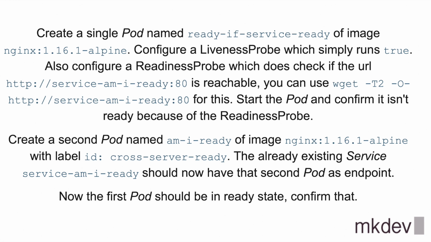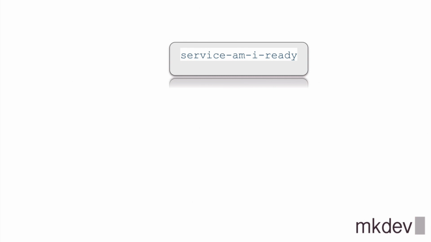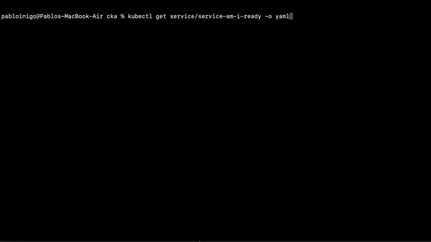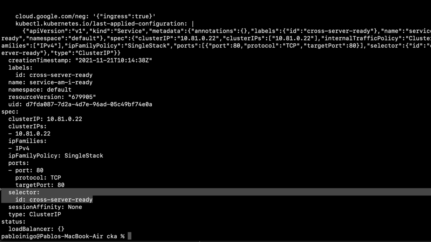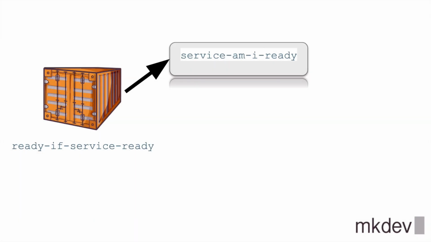We have a pod whose readiness probe is pointing to a URL, an endpoint created with a service. But the trick here is that this service is pointing to another pod. The most interesting part is that when we start the exercise, we only have a service, "am-i-ready". We start with our service here, and in the service we have defined an ID called cross-server-ready. This ID is the key to the whole exercise.